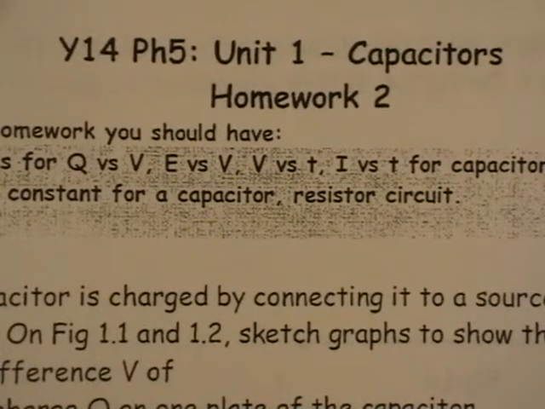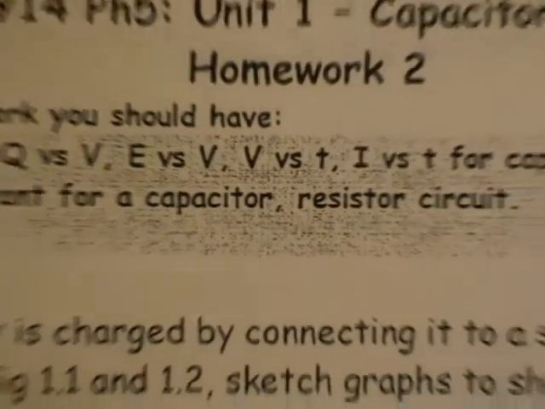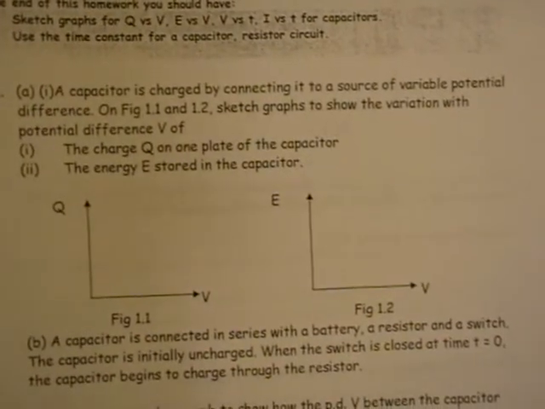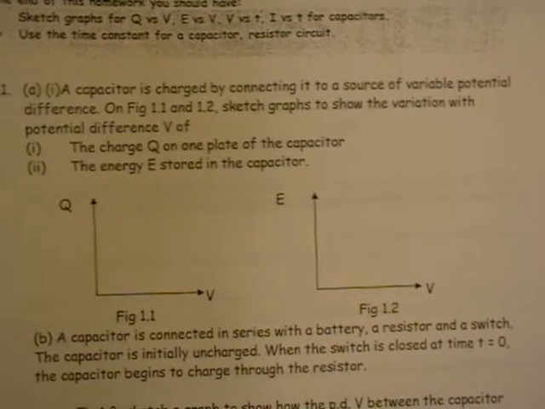A2 Physics 5, Year 14, and it's Unit 1 Capacitors, and this was homework 2. So the first question: a capacitor is charged by connecting it to a source of variable potential difference.